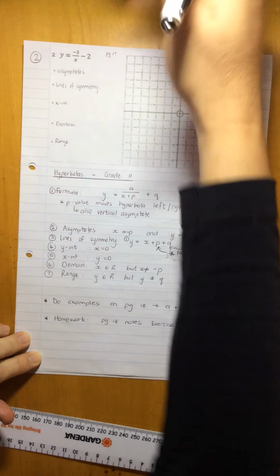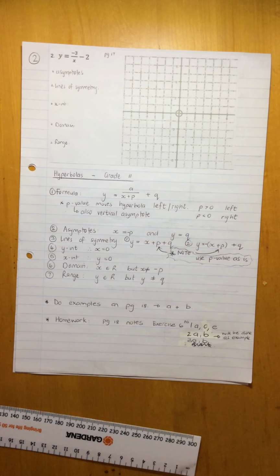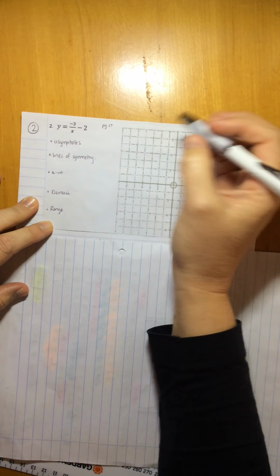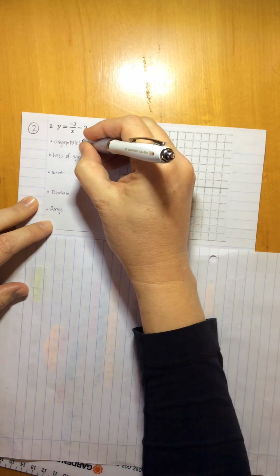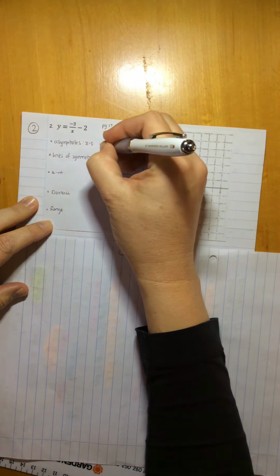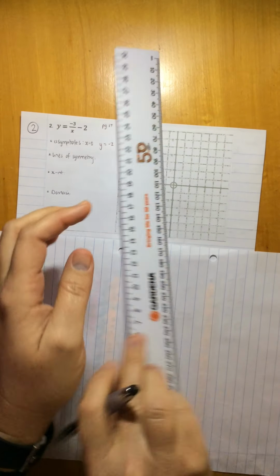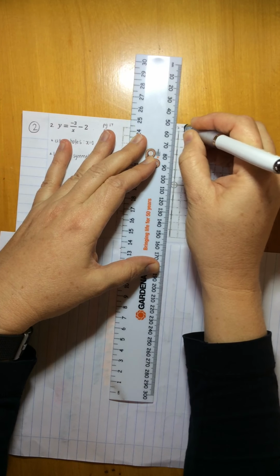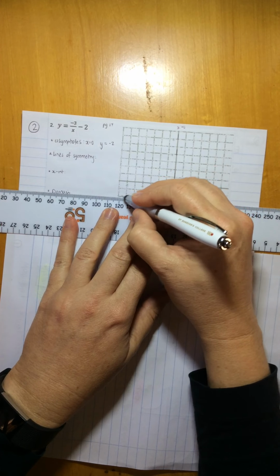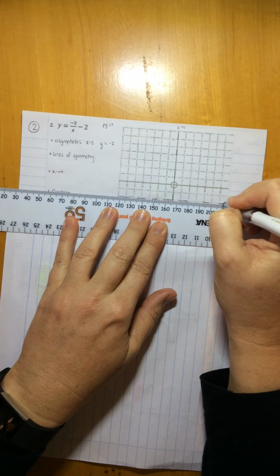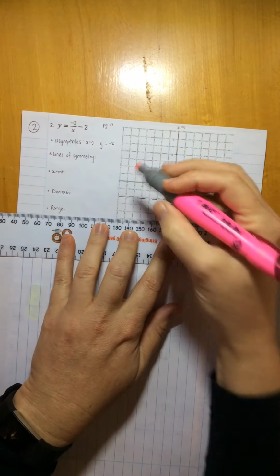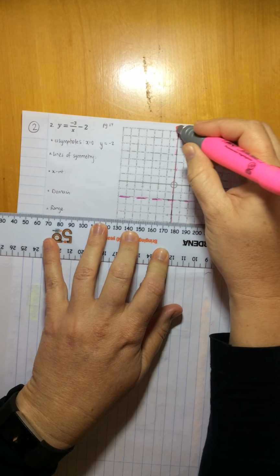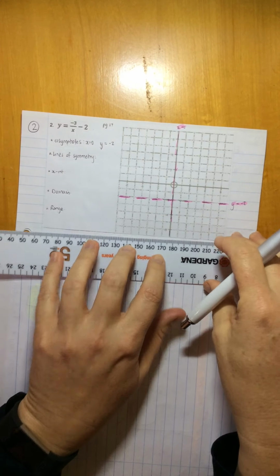Now, on page 17, you have another example there to do. I just want to cover the bottom here for you guys. If I look at the asymptotes, this is a grade 10 version of the question. X is equal to 0 and y is equal to minus 2. I'm going to take my ruler and add my x equal to 0 and my y equal to negative 2. Just so that you see it clearly, I'm going to add some color so that the consistency is there.